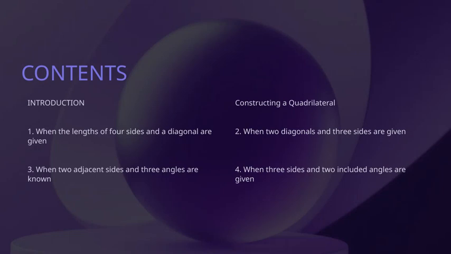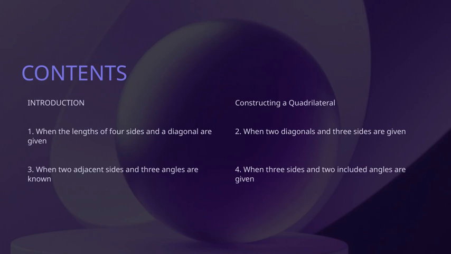Let's take a closer look at the contents of this section. Here, we're exploring different scenarios for constructing a quadrilateral based on the information given. The first case is when we know the lengths of all four sides plus one diagonal. This situation allows us to apply specific methods to determine the shape and size of the quadrilateral accurately.